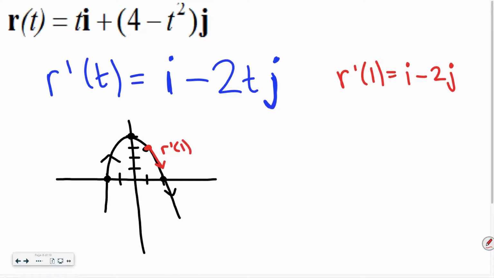We're good. Okay. What's R prime of 0? If I plug 0 in, we just have I, right? Well, here is t equals 0. R prime of 0 is that vector. That makes sense, right? Okay. Now, let's go back to R prime of 1.